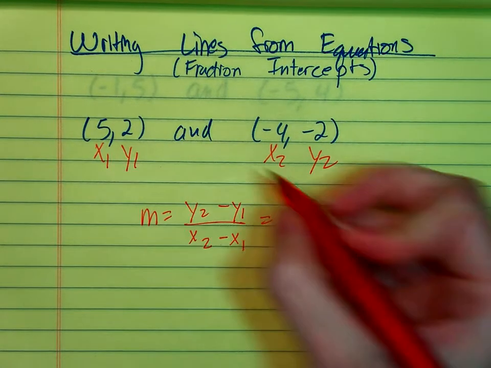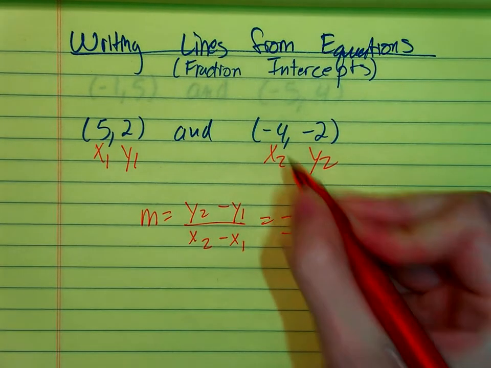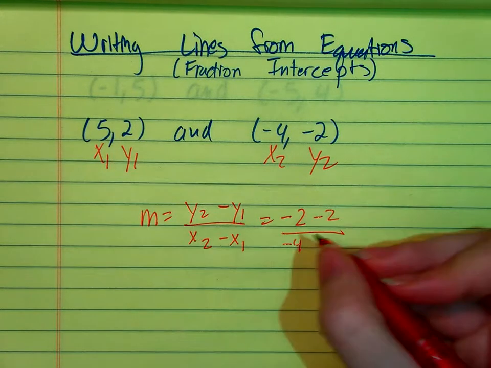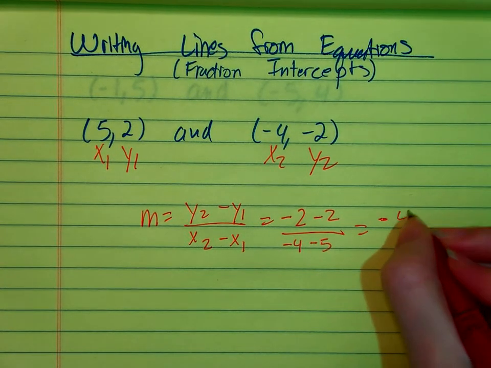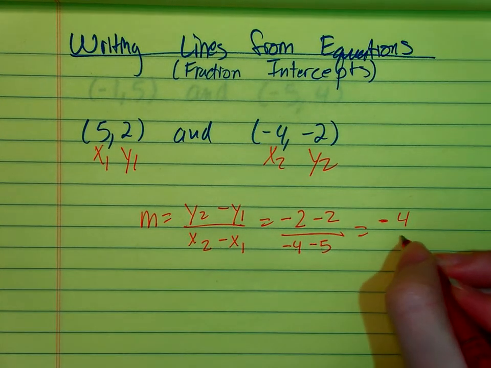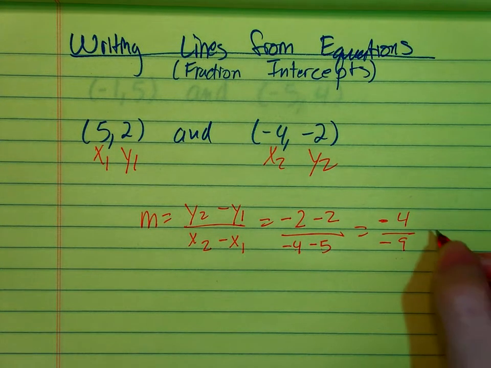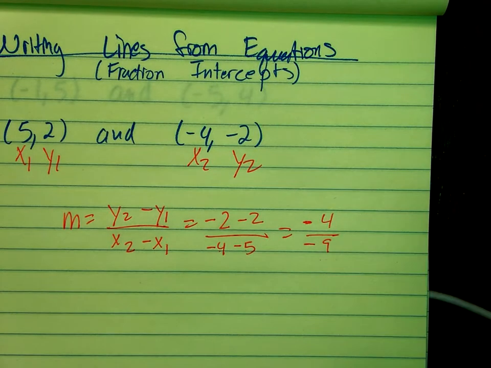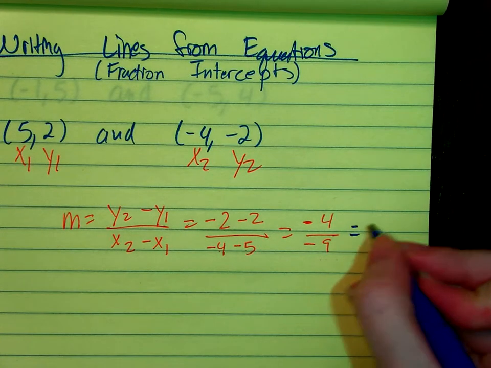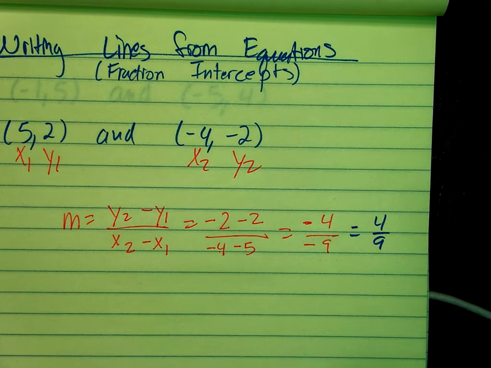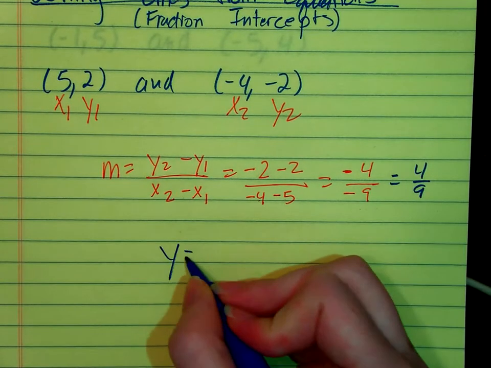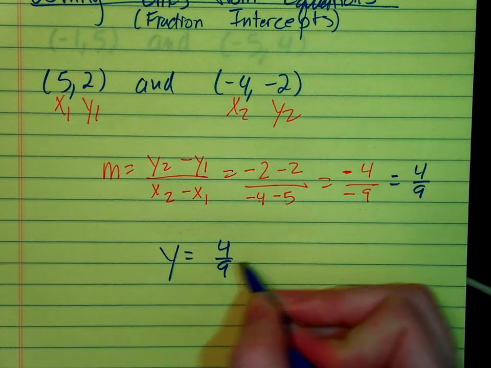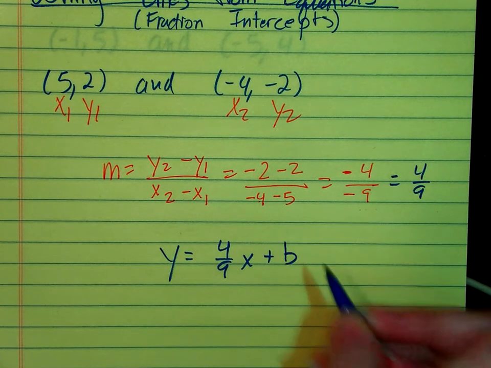Negative 2 minus 2 over negative 4 minus 5. Negative 2 minus 2 gives me negative 4. Negative 4 minus 5 gives me negative 9. Don't forget, a negative divided by a negative gives me a positive. So I wind up with positive 4 over 9. So then we get our y equals 4 over 9x plus b.